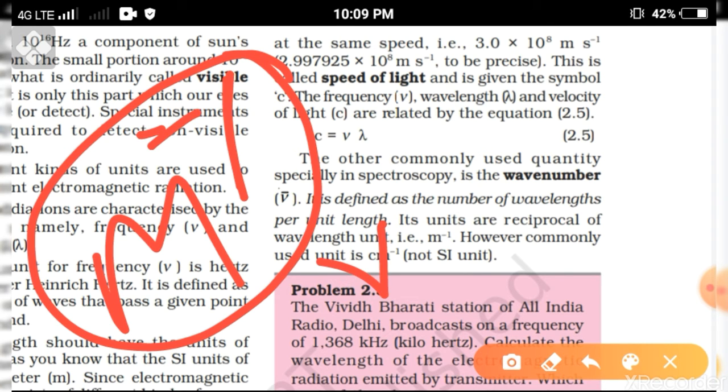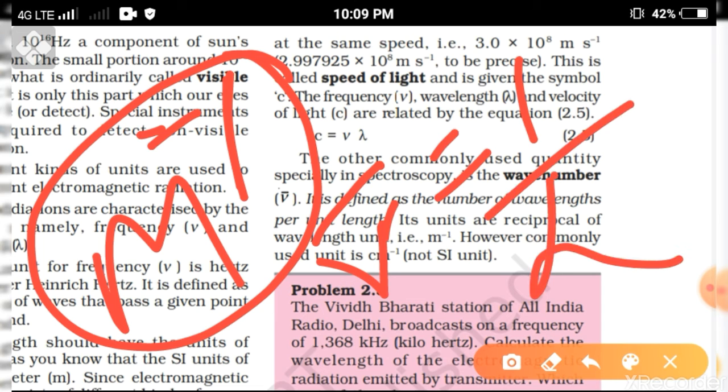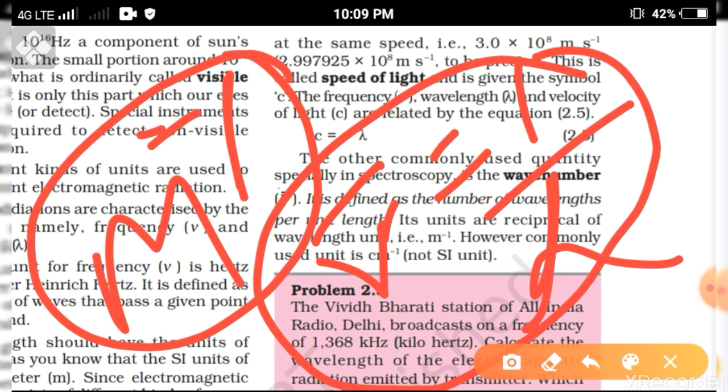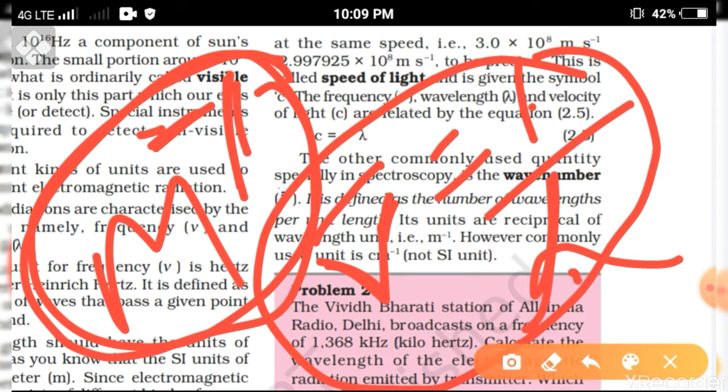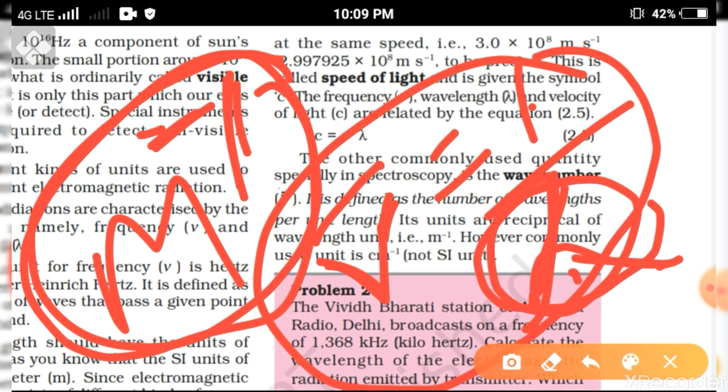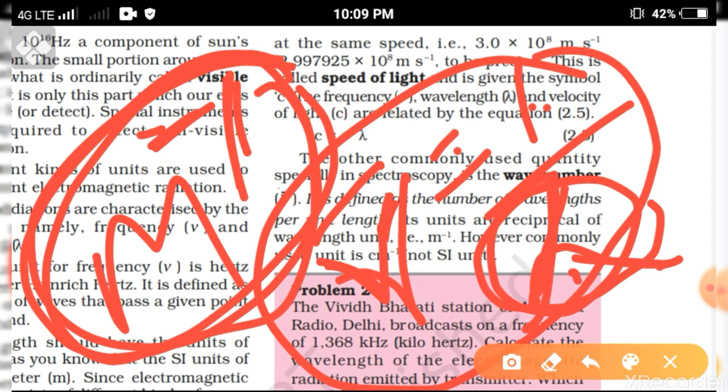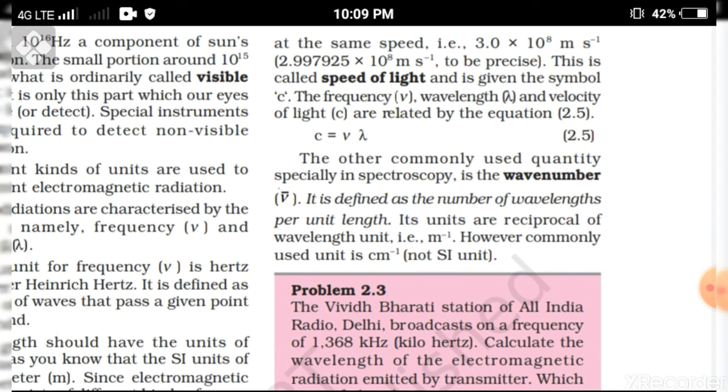Because wave number, nu bar, is equal to 1 by lambda. This is the formula. So the SI unit of wave number is per meter, the reciprocal of wavelength. What is the SI unit of wavelength? Meter. So the SI unit of wave number is per meter because wave number is the reciprocal of wavelength. However, it is commonly used in per centimeter, but that is not the SI unit; the SI unit is per meter.